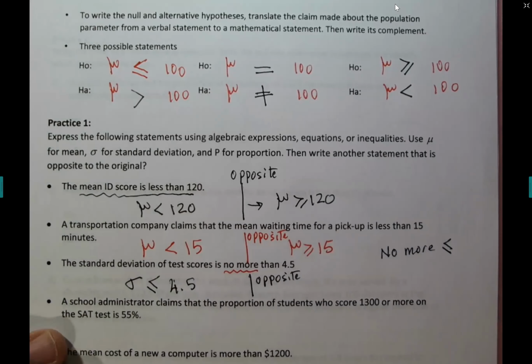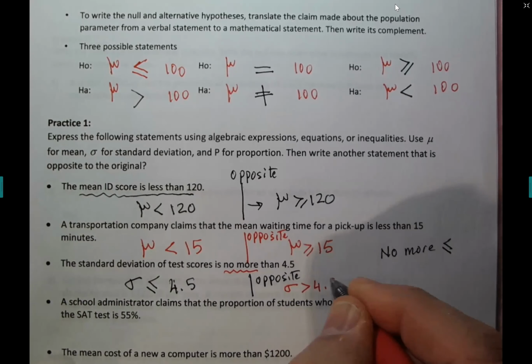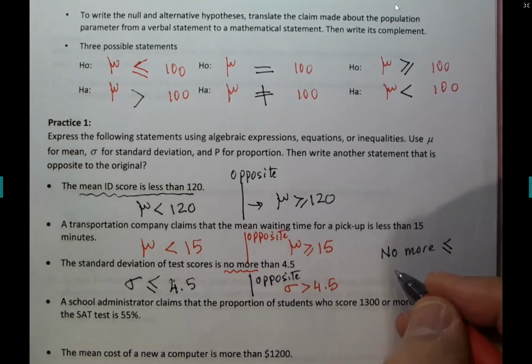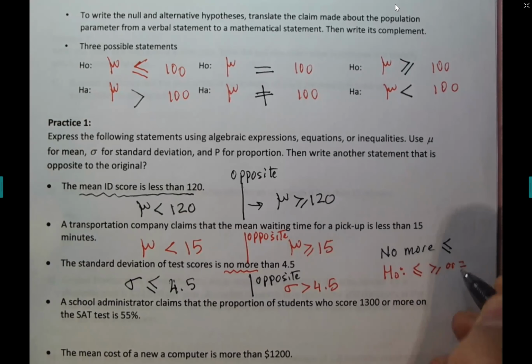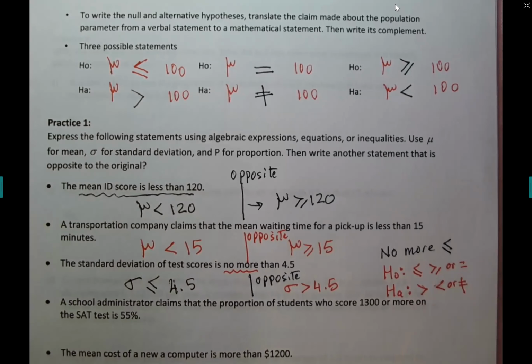Who can give me the opposite to it? Greater than 4.5. Yep. Very good, guys. And it happened that this statement serves as the null hypothesis, and this one is the alternative. Remember, guys, the null must have one of those signs. The alternative, never change it. These are the signs for the alternative.